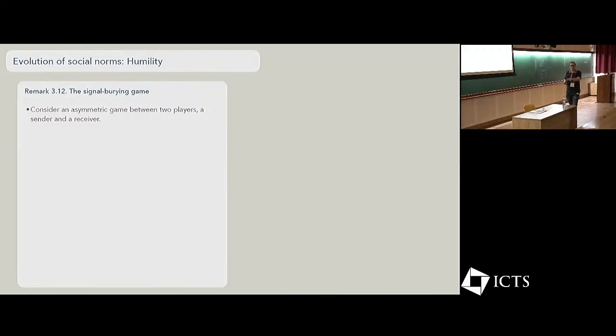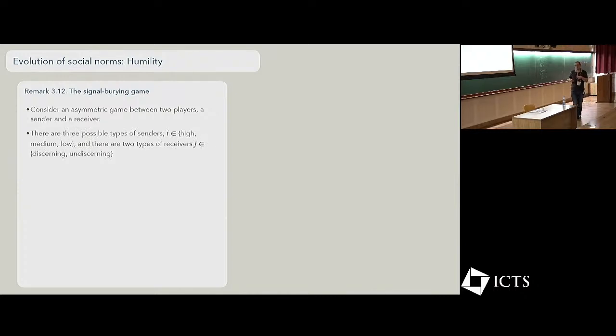As opposed to previously, when I was working with symmetric games, like the symmetric prisoner's dilemma, this is no longer a symmetric game. This is an asymmetric game. It's a signaling game, if you know this kind of literature. So it's an asymmetric game between two players, a sender and a receiver.